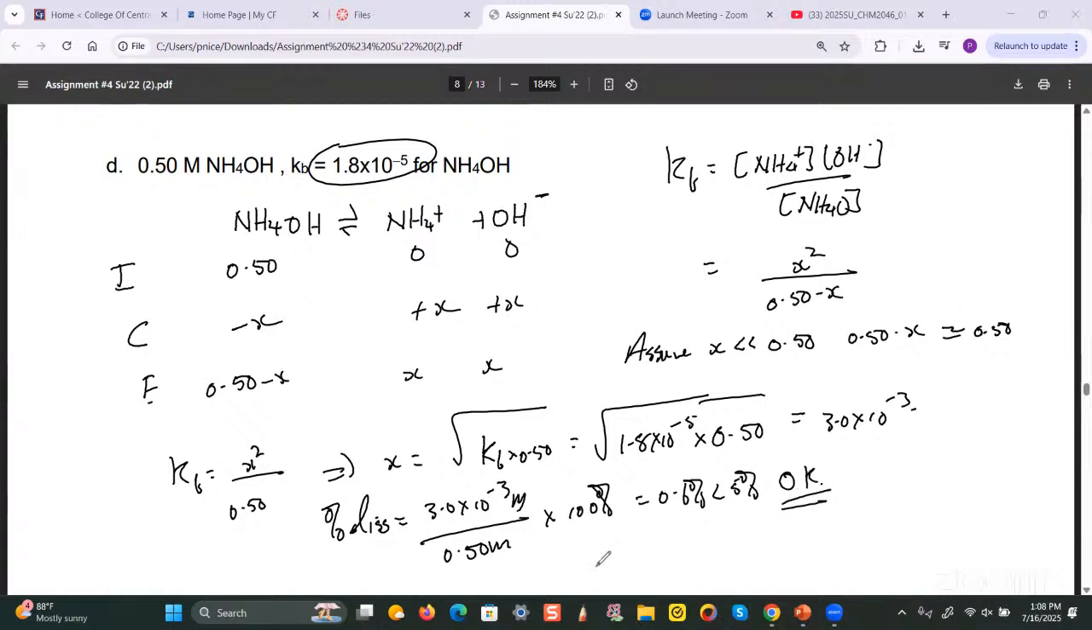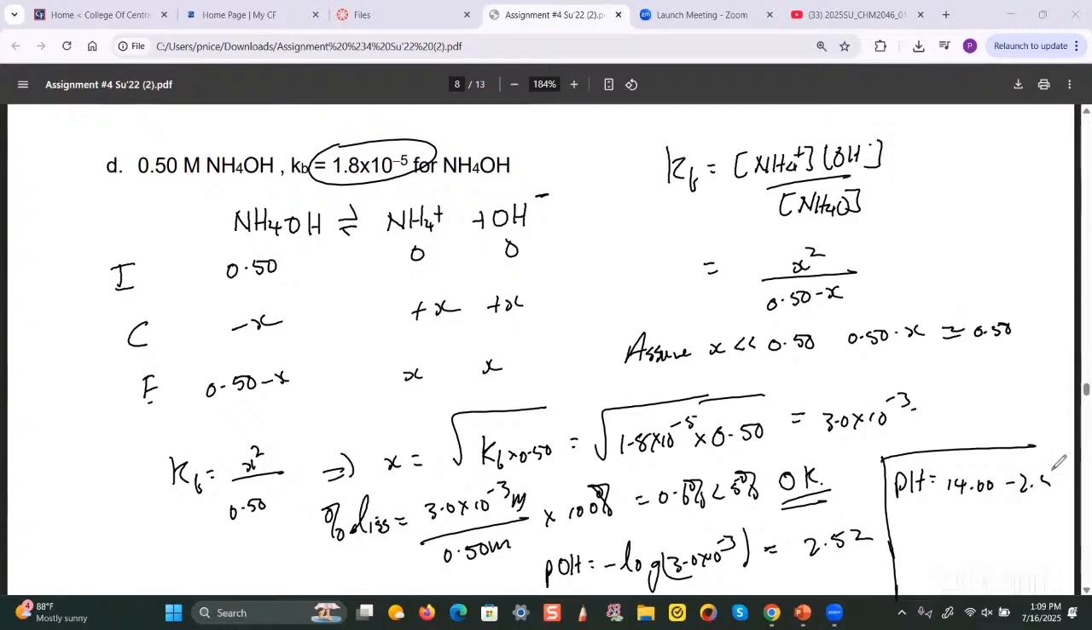Use the pOH. Okay, so pOH is equal to minus log of 3.0 times 10 to the minus 3. So I got, rounded to 2 decimal places, 2.52. What next? 14.00 minus 2.52 to find the pH, right? Yes. So pH is equal to 14.00 minus 2.52.